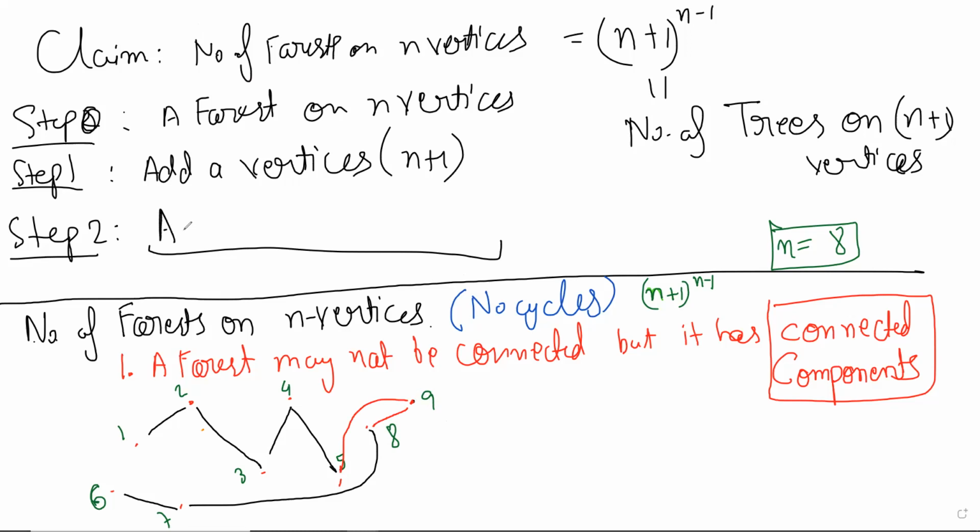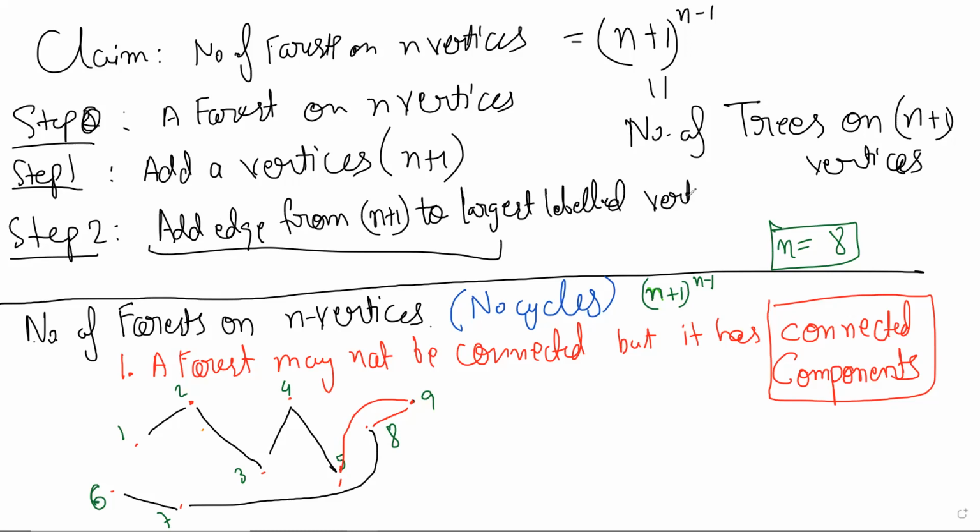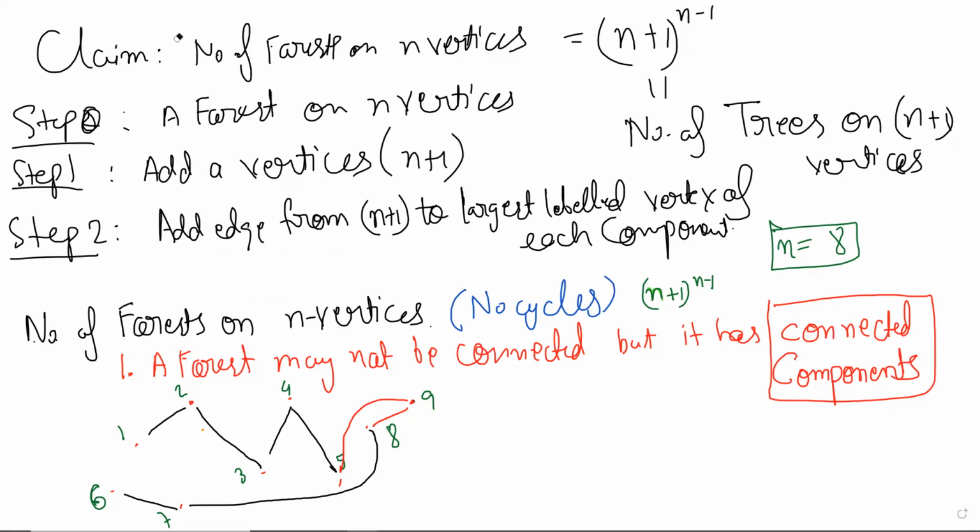So add an edge from n+1 to the largest labeled vertex of each component. Now at least we know it should work because the number is the same. The number will match, right?